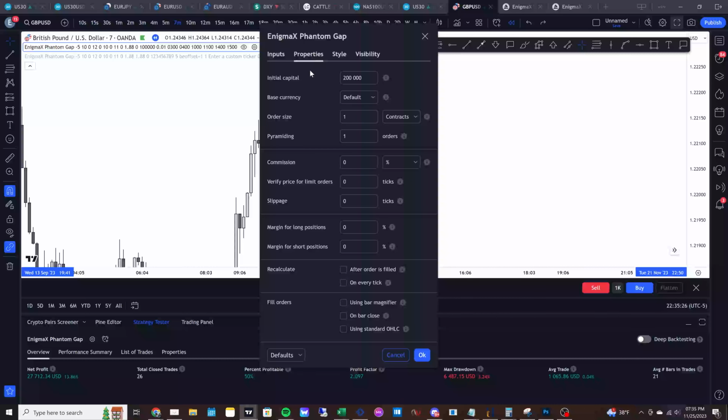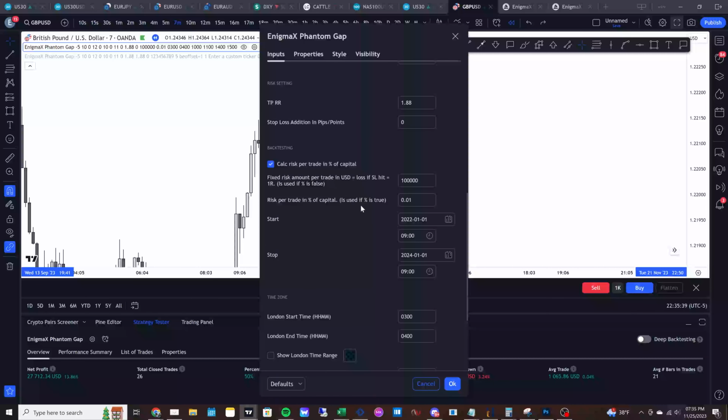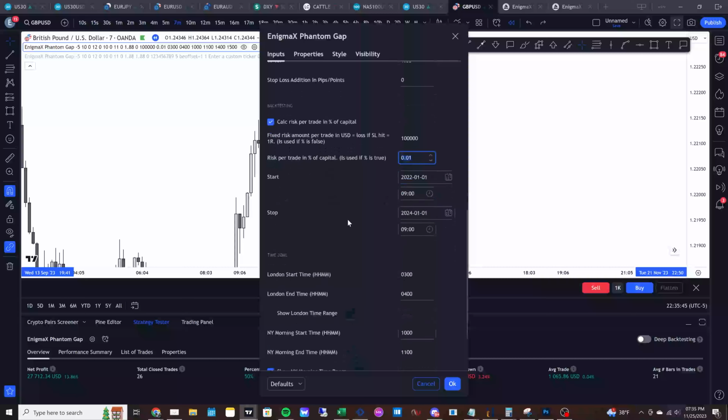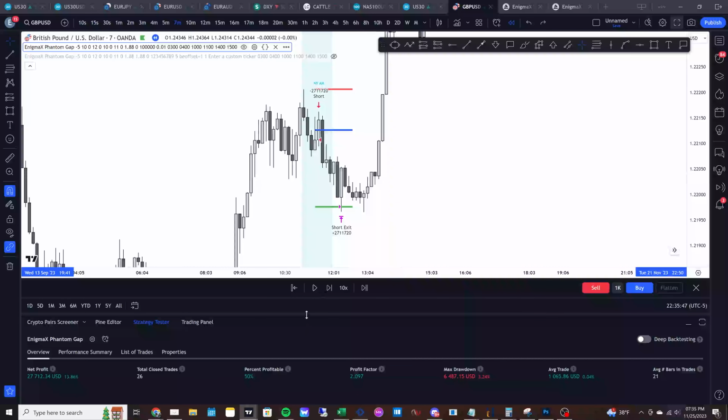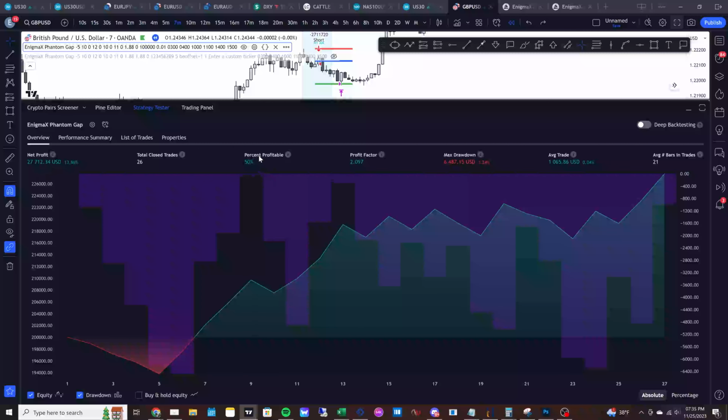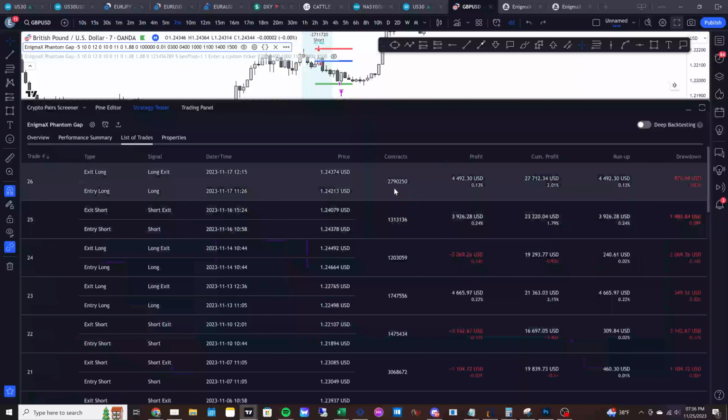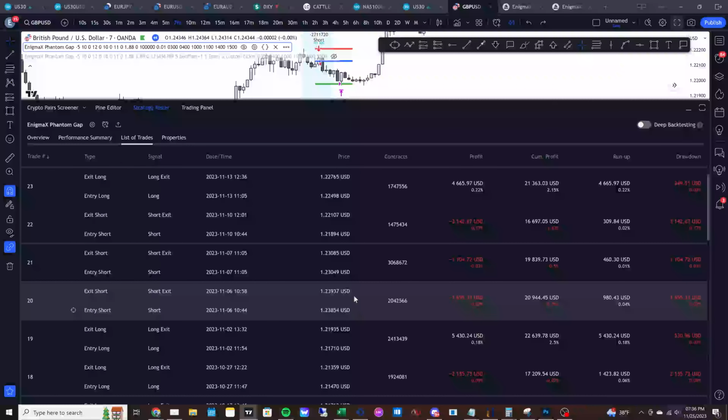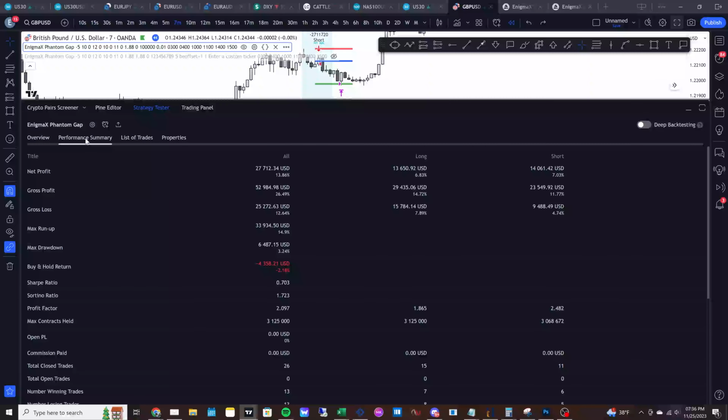In properties, initial capital is going to be how much money in your demo fake account you want to look at the back testing. So on a 200K account, in here we're risking 1% of our capital. And then as you can see here, that gives us a 50% win rate, 2 profit factor with a $6,400 drawdown and a net profit of $27,000. And you can see all the trades in here. It gives performance summaries and all that.